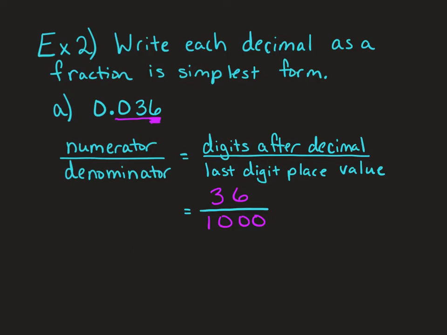We just need to simplify it. So we think of numbers that both the numerator and denominator will divide by. You might notice they're both even numbers, so you know they'll divide by 2. I noticed that they both divide by 4 as well, so I'm going to divide them both by 4. When I do that, 36 divided by 4 is 9, and 1,000 divided by 4 is 250. You could use a calculator to assist you there as well. I could look and see if there's anything that 9 and 250 would both divide by, but there's not, so it's in simplest form.